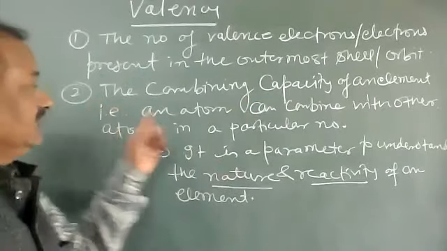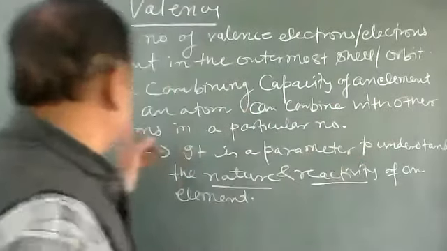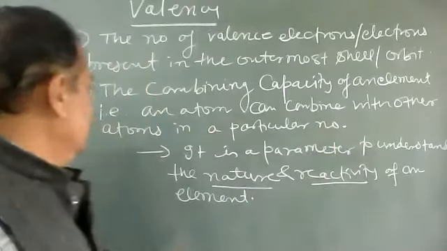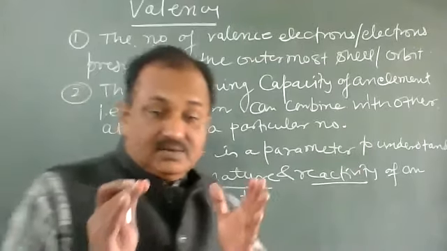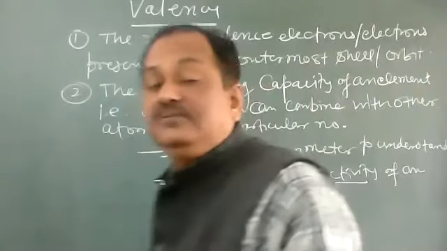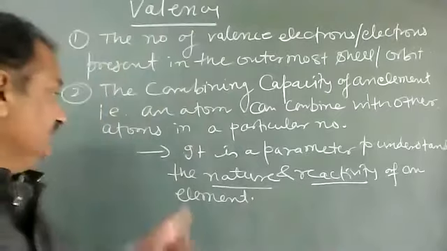Now the second is the combining capacity of an element. That is, an atom can combine with how many atoms of a particular type, or of the same type. That is called valence.